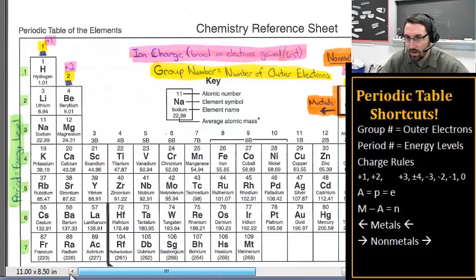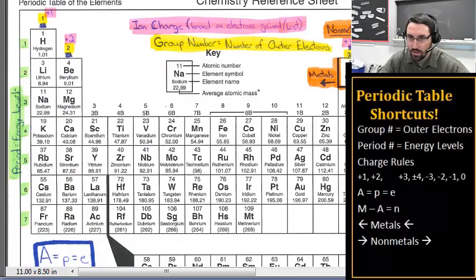The second shortcut on the periodic table is over here on the left-hand side. The green highlighted area shows that the period is equal to the energy level. So for elements in period 4, they have 4 energy levels.